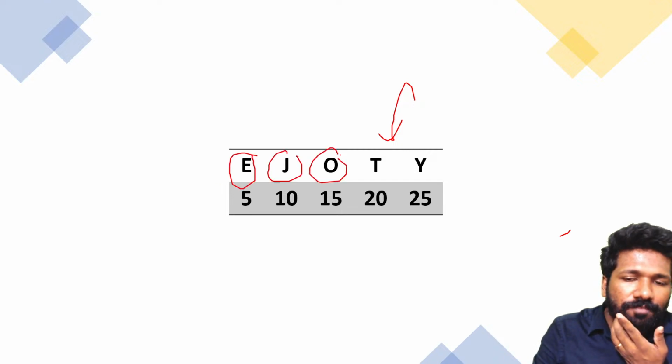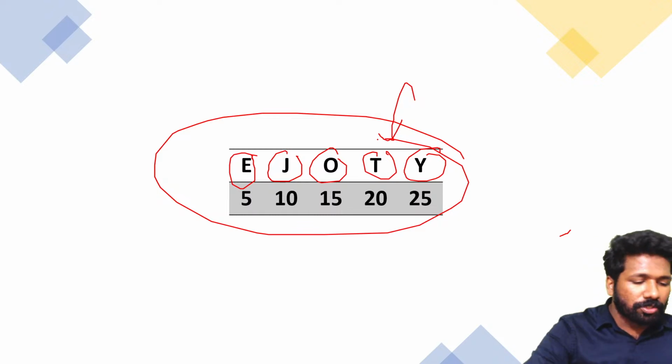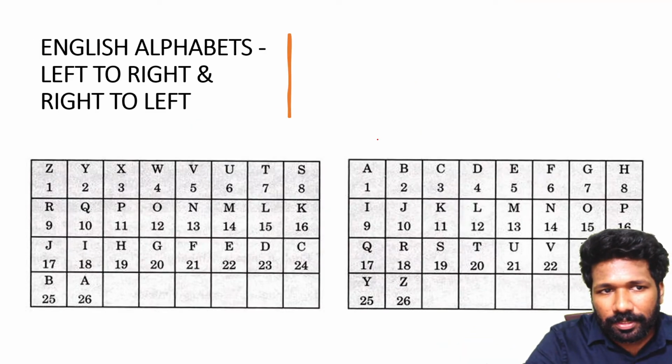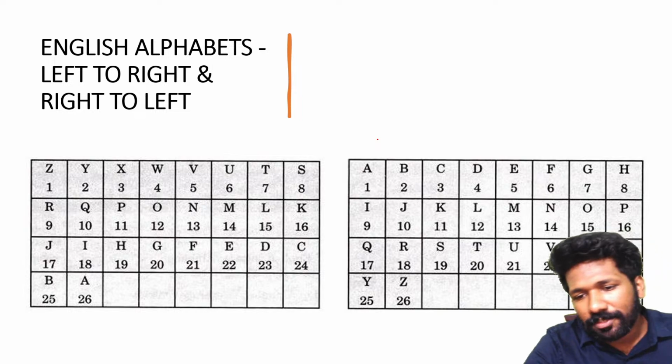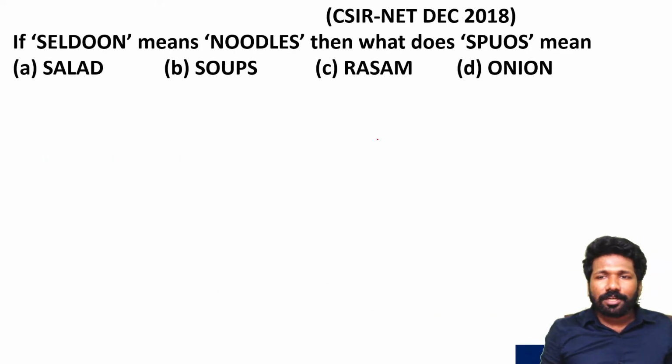And in the letter series chapter I told you the technique of EJOT. What is EJOT? The 5th, 10th, 15th, 20th, 25th letters in the English alphabet. To remember it, the code EJOT will help you. Now English alphabet left to right and right to left is needed. That also I have told you. So now let us see a few CSIR-NET questions asked.